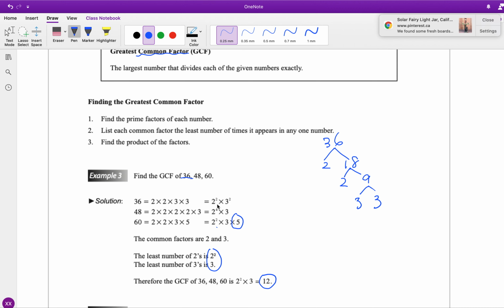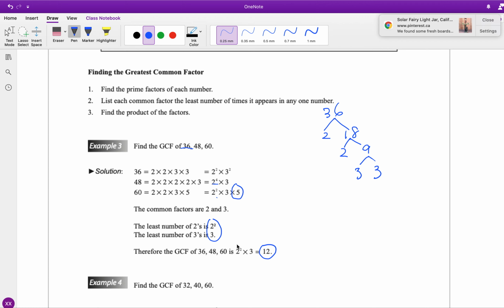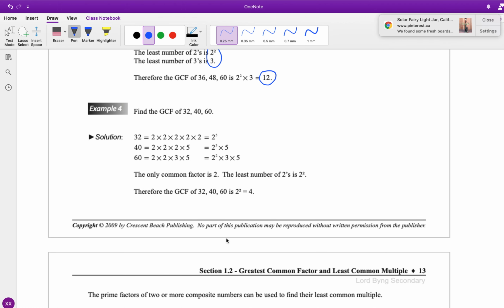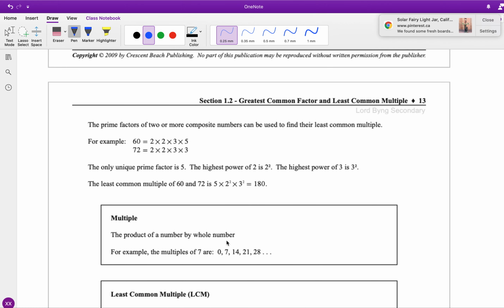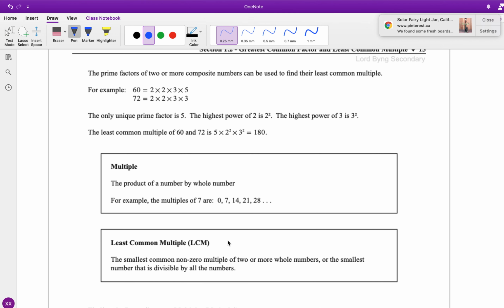Now here, you pick 2 to the power 2 because this also has 2 to the power 2, because there are four 2's here and there are two 2's here, and then these two 2's here. Therefore, 2 to the power of 2 is the common one. All right, so you can take a look at the other example or just do the questions.